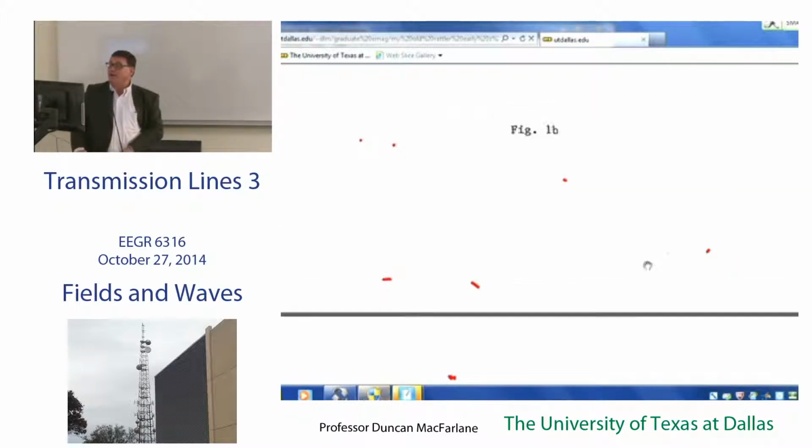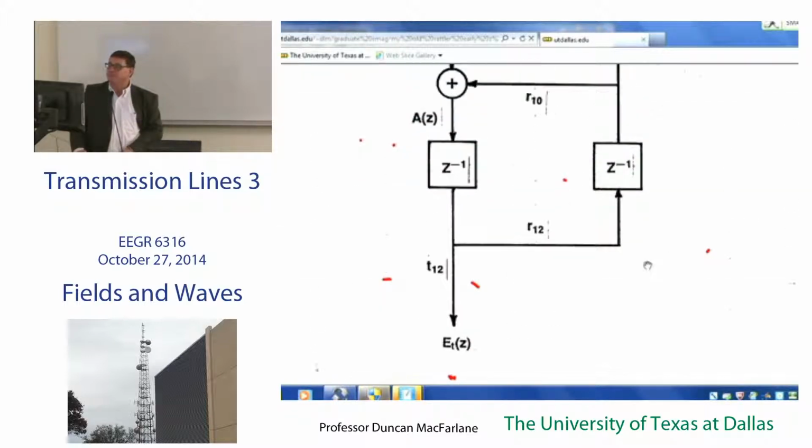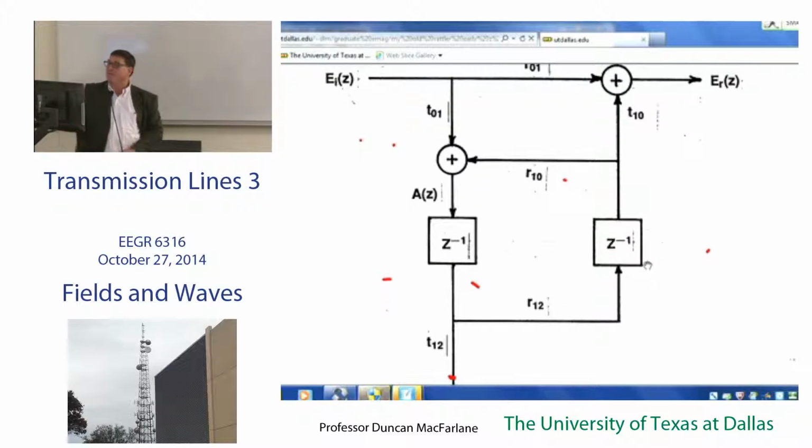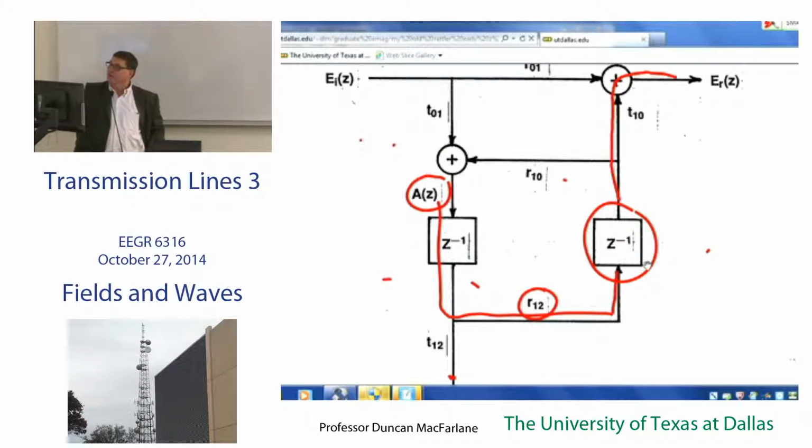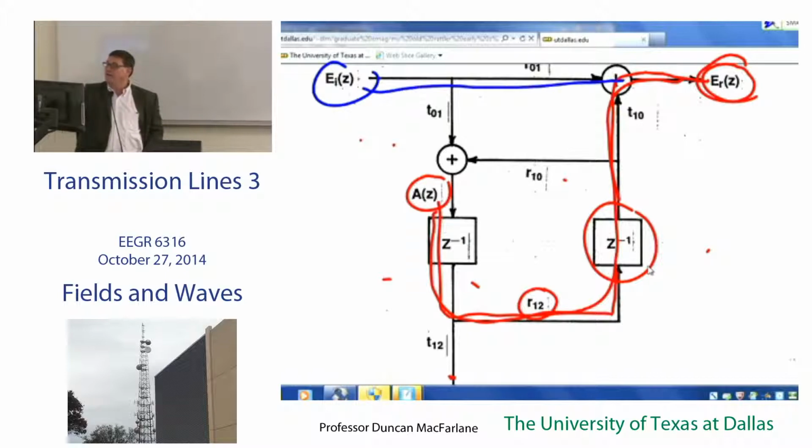If you come back and take a look at where A is, you'll see that A gets delayed, reflected back, gets delayed, and joins up with that ER. So ER is equal to A coming down this path and E going down this path.